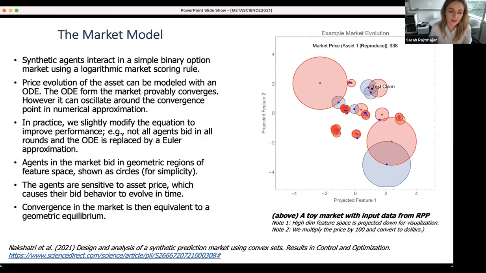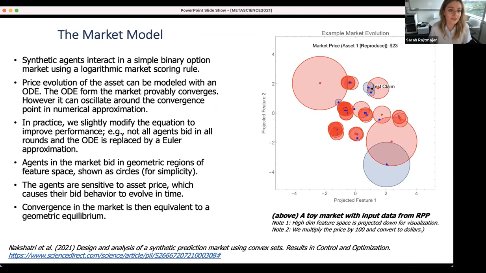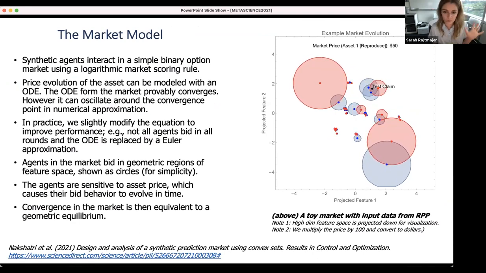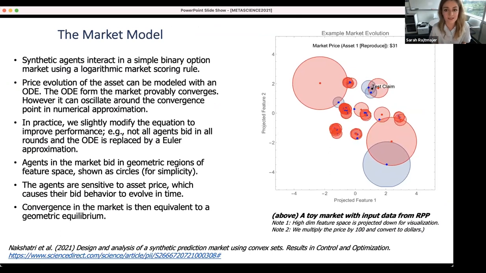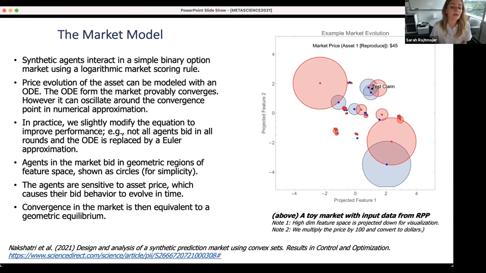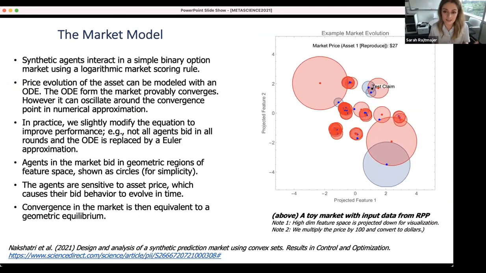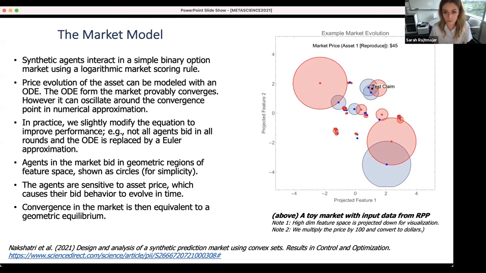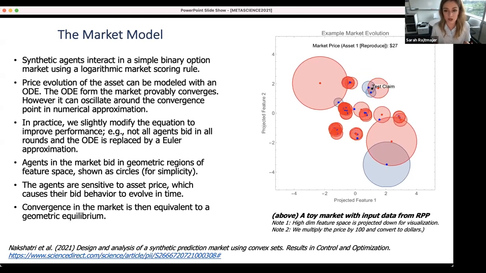The market itself is a synthetic market using a simple binary option: will reproduce, won't reproduce, according to some established definition of what that means, and also using a logarithmic scoring rule. The agents themselves are located in high dimensional feature space, and essentially they will buy an asset of will reproduce or won't reproduce based on the location of the test claim and whether it's in their region in feature space. At the moment, we're using ellipsoids, so we are also looking to expand these regions to convex cones for more generalizability.